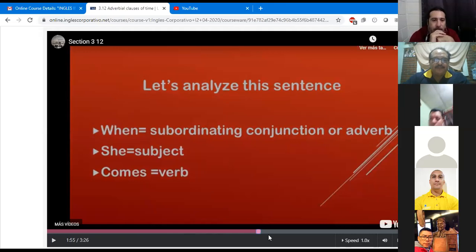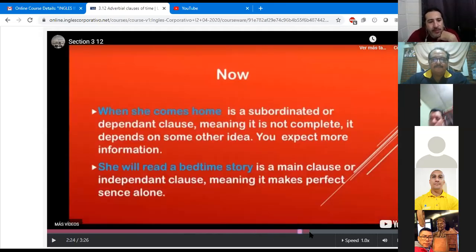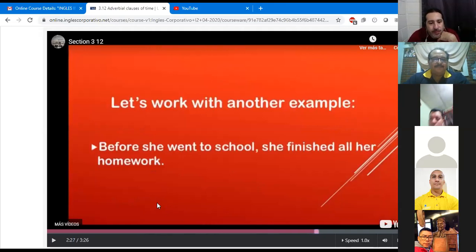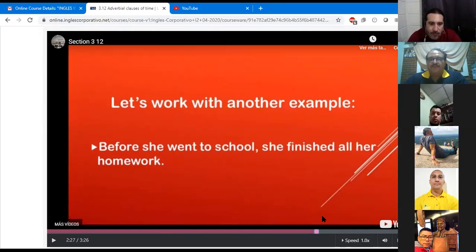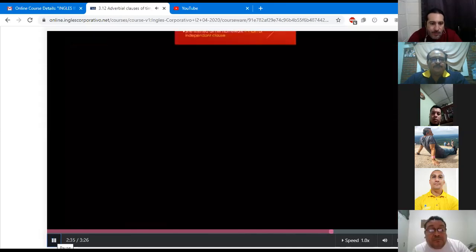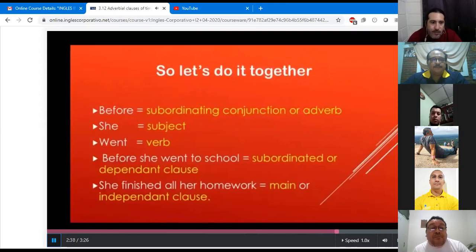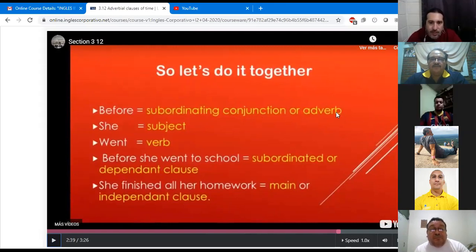Okay, so then let's see. We have "before"; we said it is a subordinating conjunction. "She" is the subject, right? And "went" is the verb, the action, right? So let's do it together. "Before": subordinating conjunction or adverb? Sure, you can call it an adverb of time, okay?